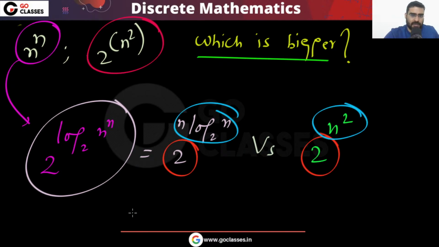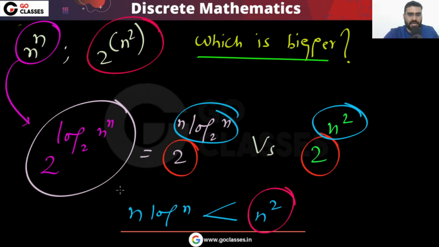Tell me which is bigger: n log n, or n square? So you can clearly see that this is bigger. Very easily you can see this is asymptotically bigger. So this is asymptotically bigger.